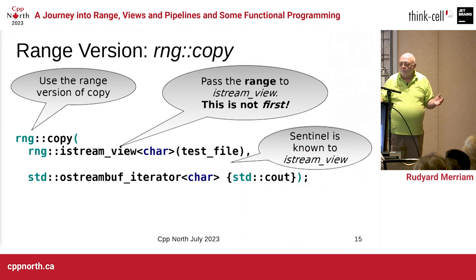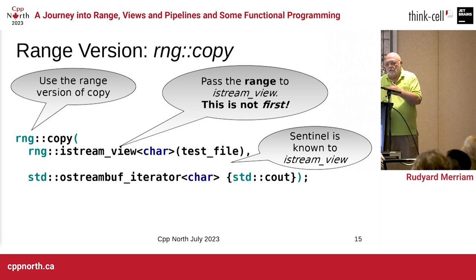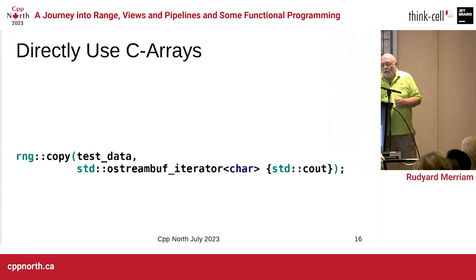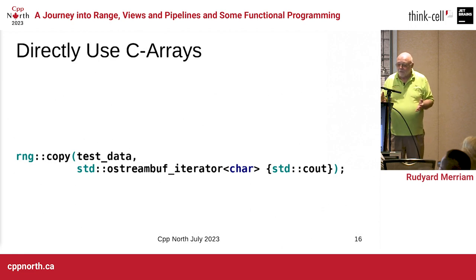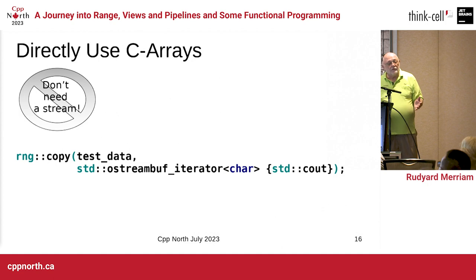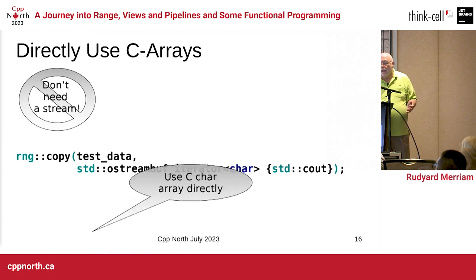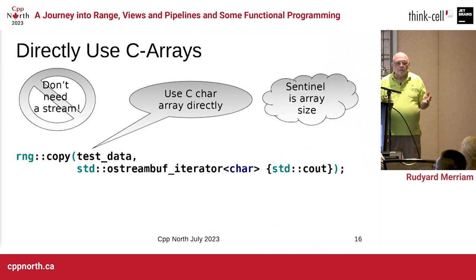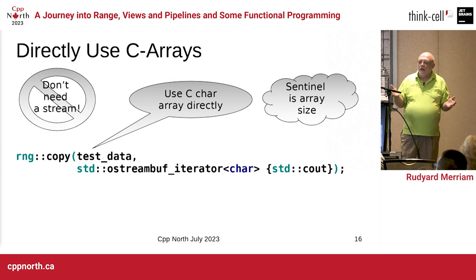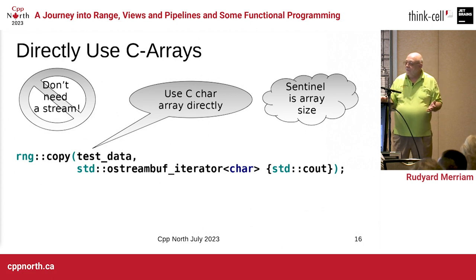There's no last. Sentinel figures out, Sentinel is known to iStream view. It knows what it's looking for, and they're going to look for the end of file. We can directly use C arrays. Don't need a stream. We can access it directly. The Sentinel here, mentioned before, is the array size, and it figures it out for us.